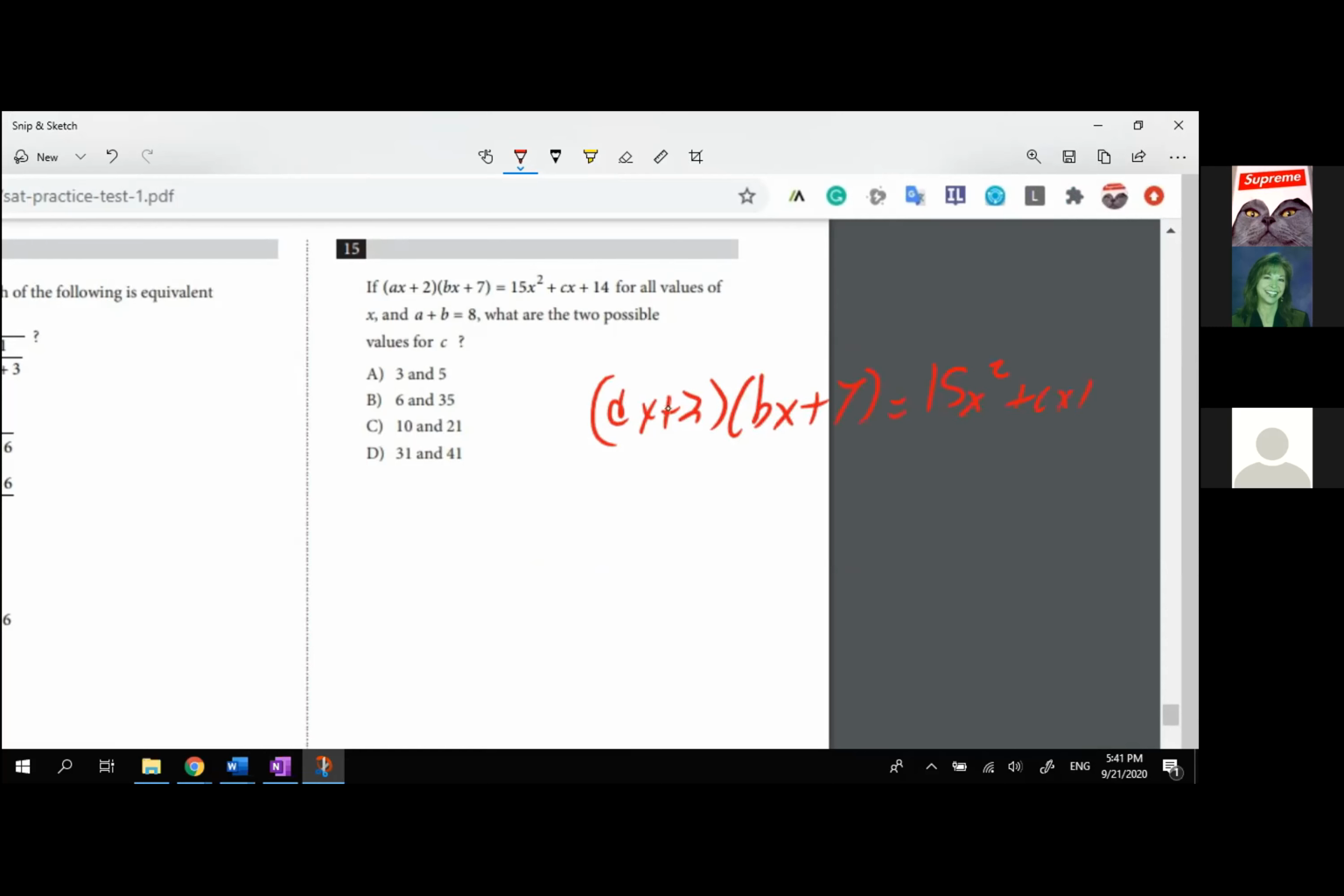So for 15 right here, we've got (AX plus 2) times (BX plus 7) equals 15x squared plus CX plus 14. So what we've got here is a case of factoring. Because these two are equal to each other, we should be able to factor this out and distribute to get 15x squared plus CX plus 14. So we can look at our numbers. We see 15x squared plus CX plus 14. So we know that 2 times 7 equals 14.